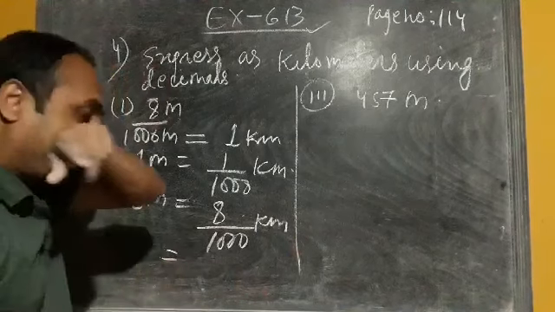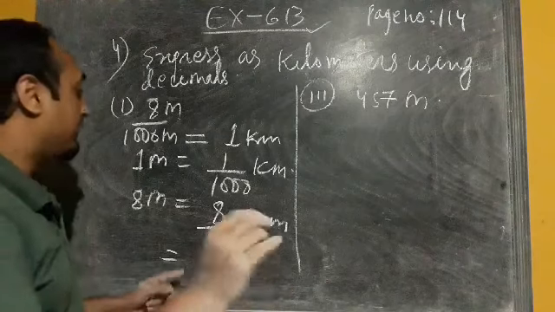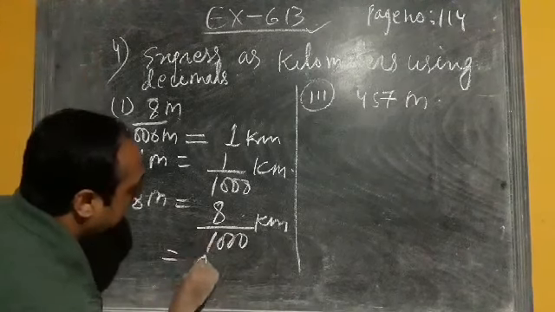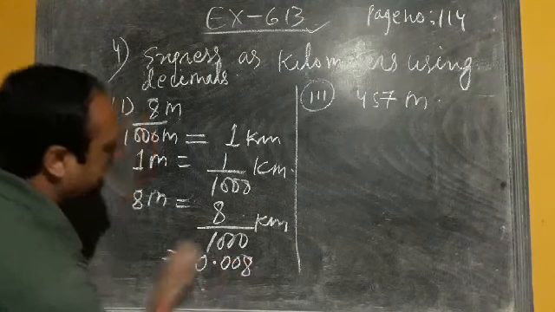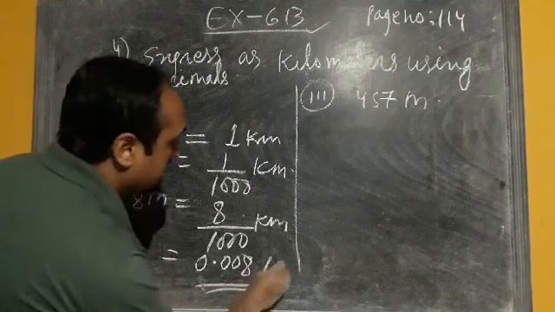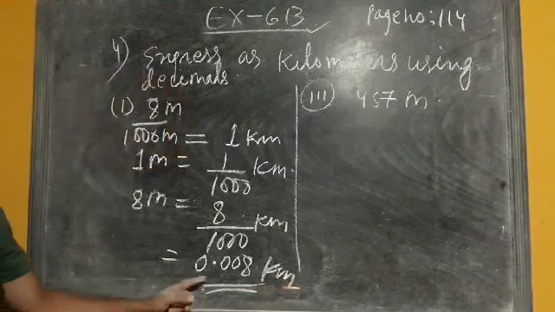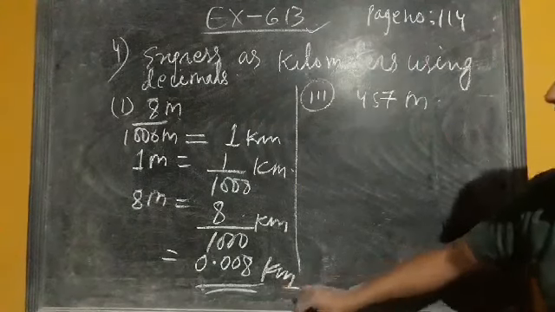And now we have 3 zeros, so after the decimal we have to write 3 numbers. So we can write this as 0.008. Okay, 1 2 3. So that will be your kilometers. 0.008 will be in kilometers.